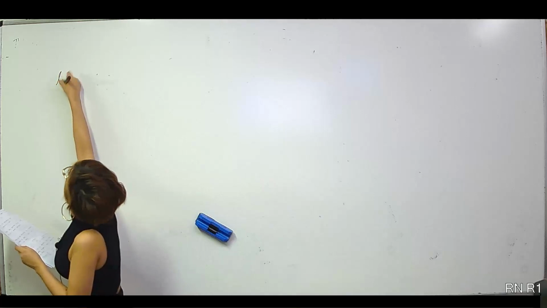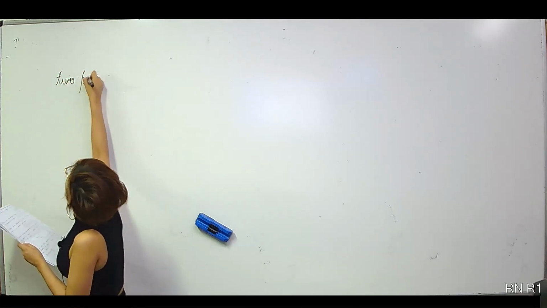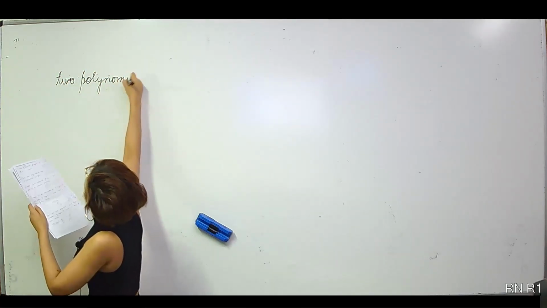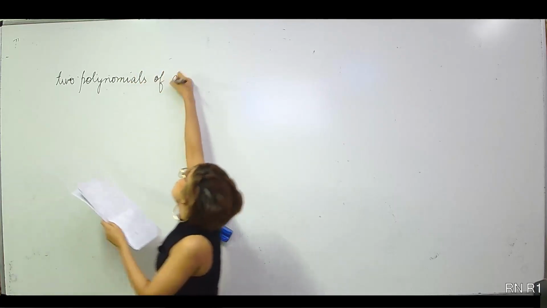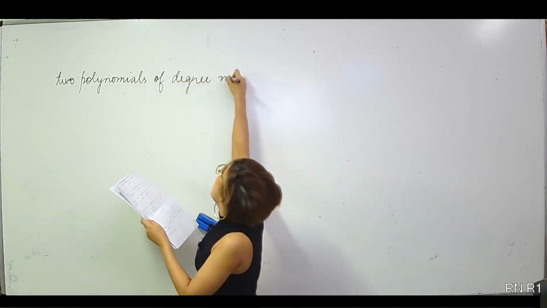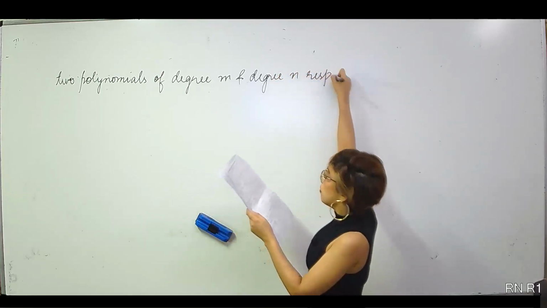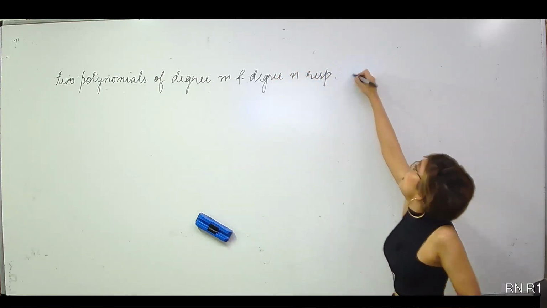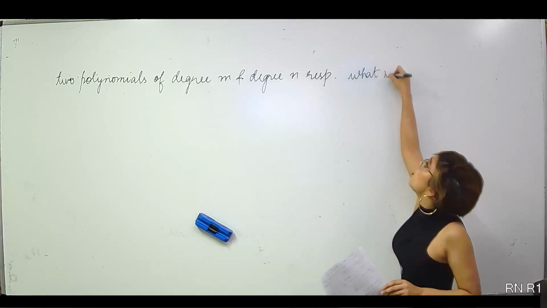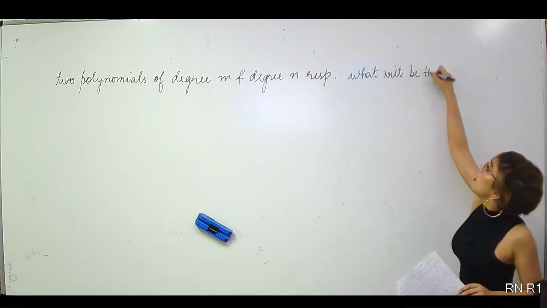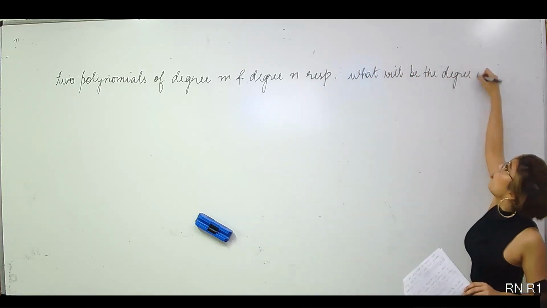There are two polynomials of degree m and degree n respectively. What will be the degree of their sum?